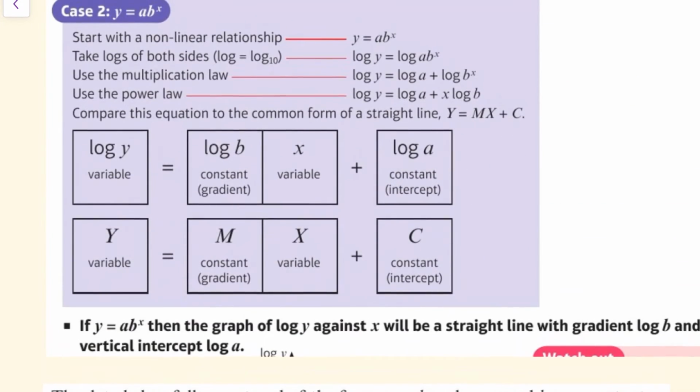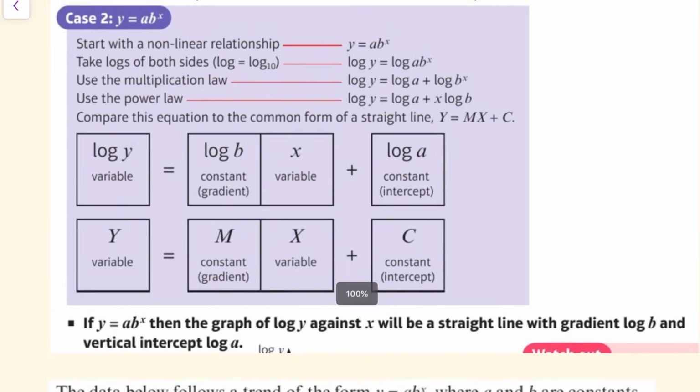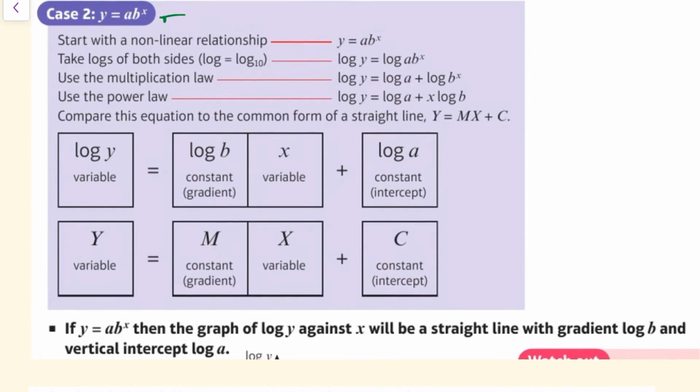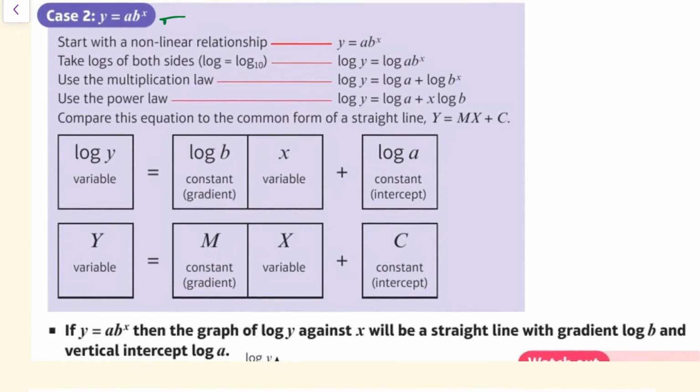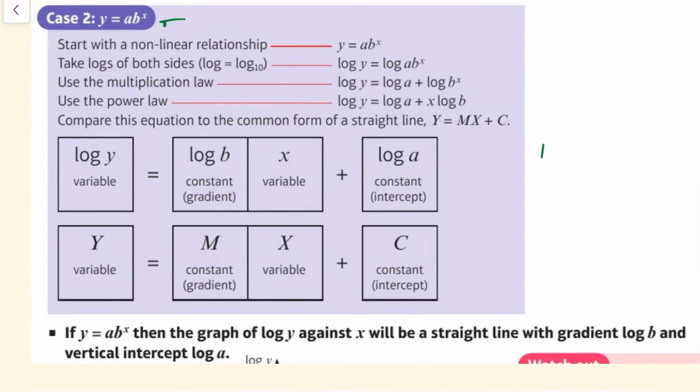Let's have a quick look at case 2. This is slightly different because this is y equals a times b to the power of x, where x is the power on this one. We can see that log a is going to be our y-intercept. We're going to plot x against log y, and we can see that log b is going to be our gradient.